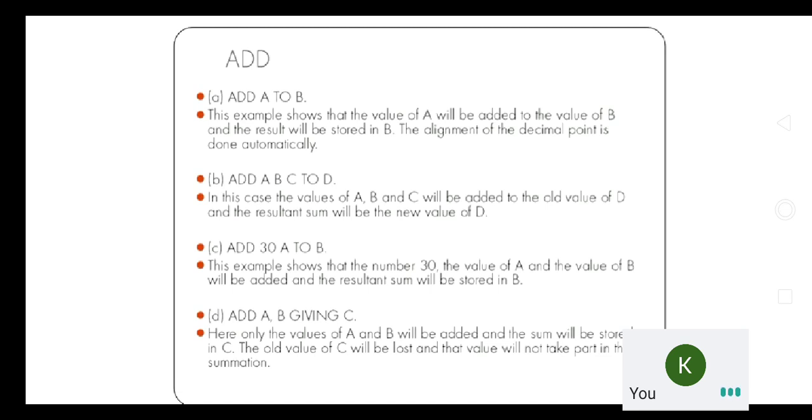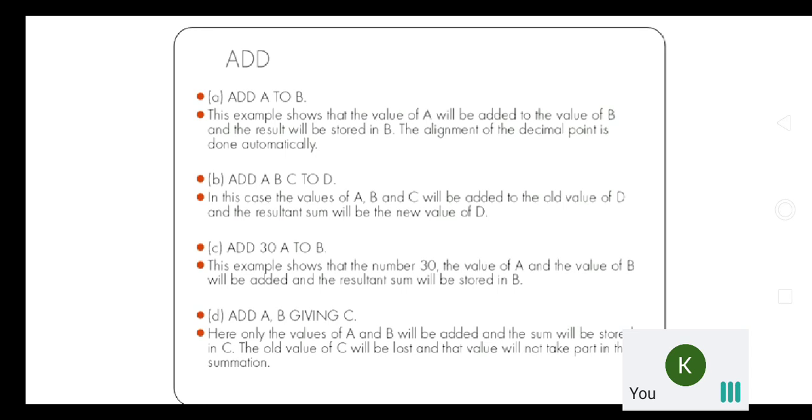So you have two things here: before computation and after computation. Before the computation process, what is the value that the identifier has, and after computation, what is the value it has. So the old value of C will be lost and will not take part in the summation process. This is very important.